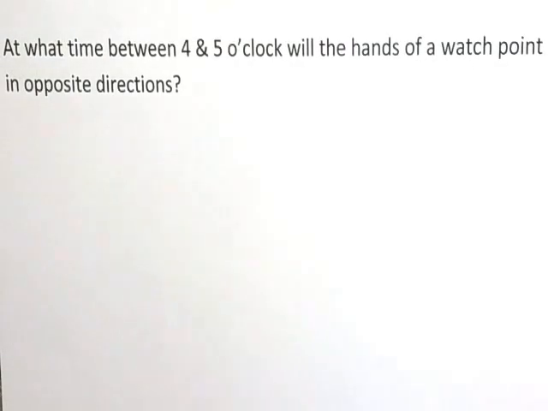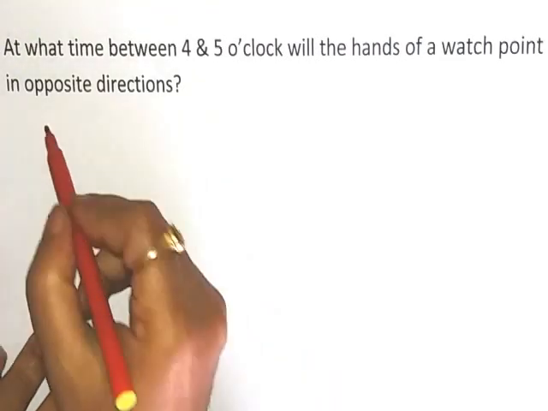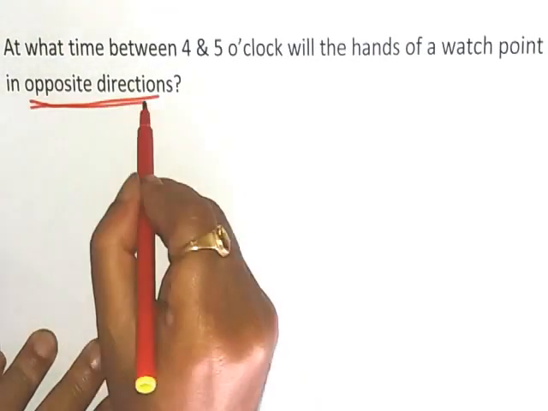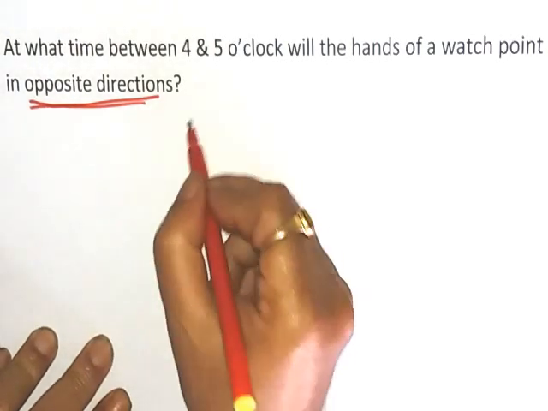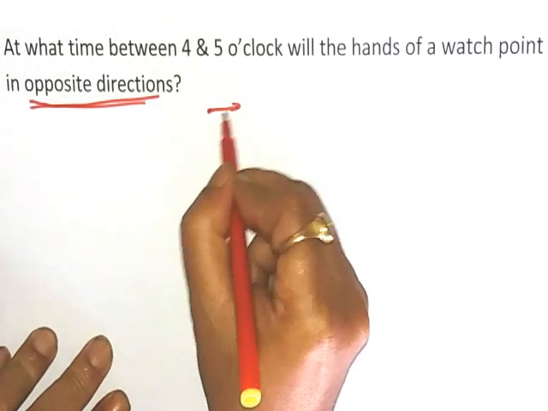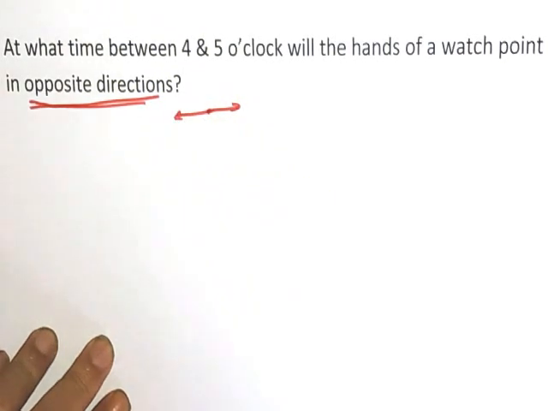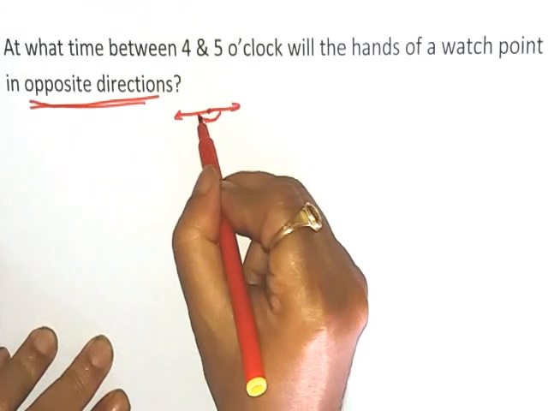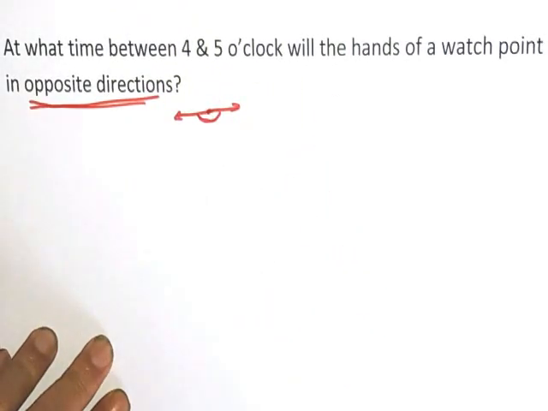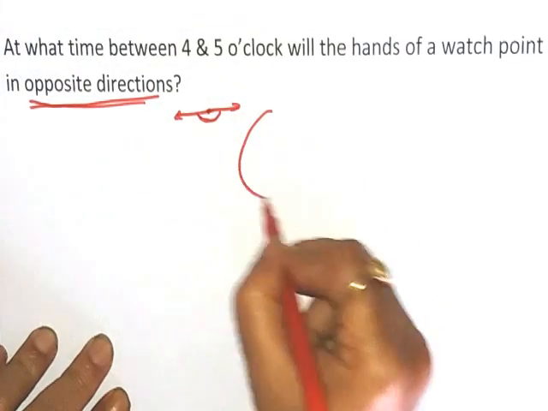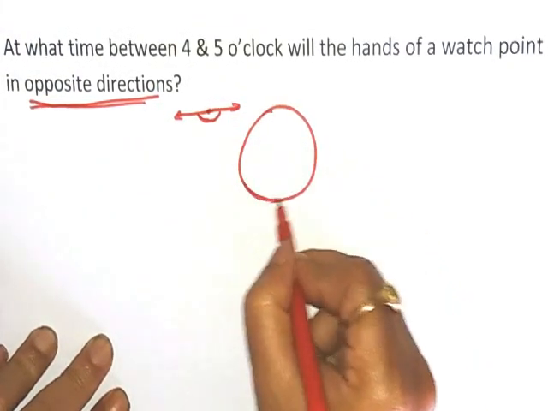Let's face another question. At what time between 4 and 5 o'clock will the hands of a watch point in opposite direction? My dear friend, just concentrate over this line. Opposite direction. There are the two needles of the watch. Opposite direction means one is an hour needle, one is a minute needle, and the angle should be 180. This is the meaning of this question. So let us draw one clock.